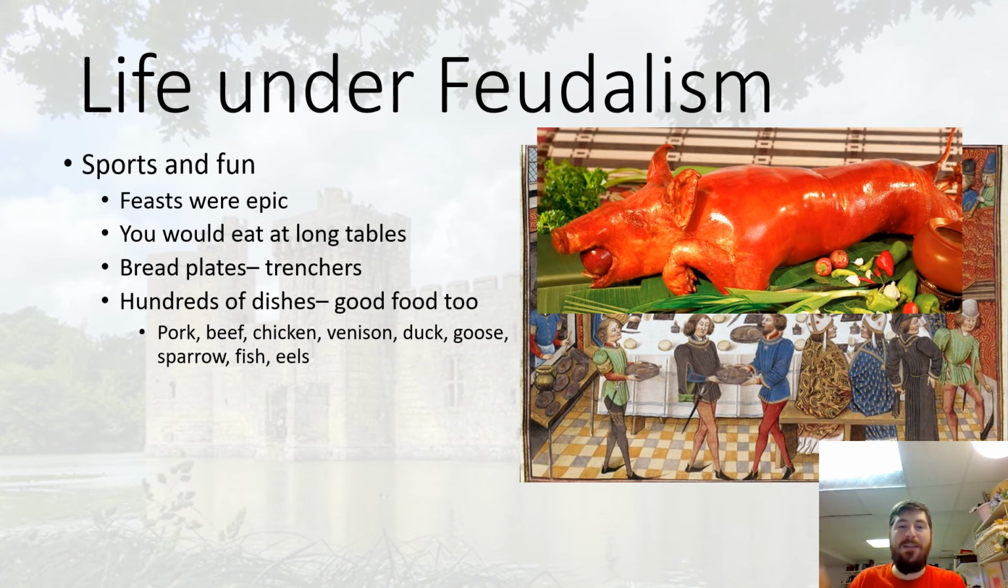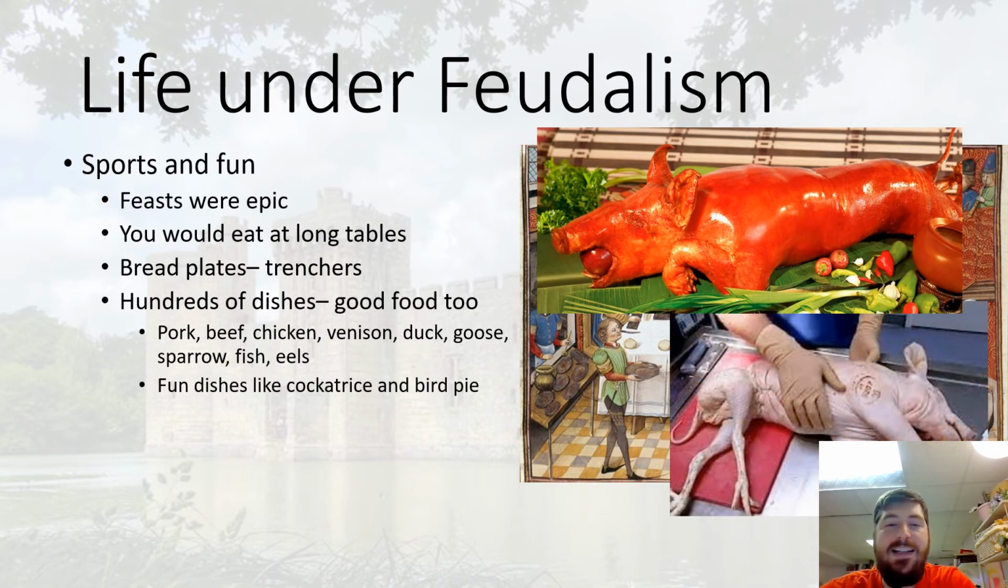They would eat pork, beef, chicken, venison, duck, goose, sparrow, fish, eels. Eels are still very popular in England. Not so much in America. Here is a roast pork. It is red and shiny because of the way they cook it. High temperatures for a very long time. Gets a caramelized crust there. Whole pig. Pretty fun. Apple in its mouth.